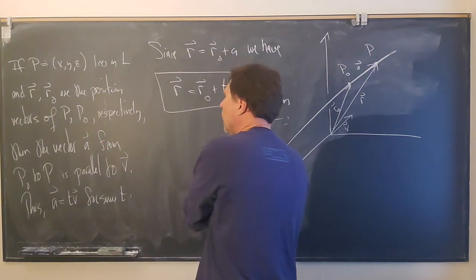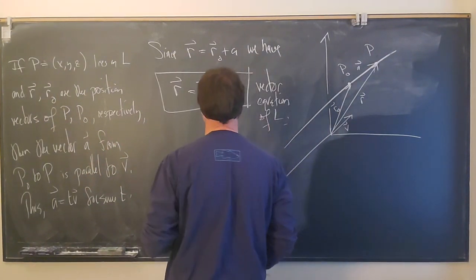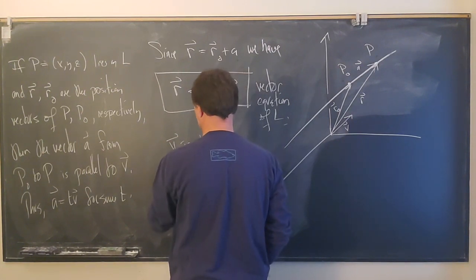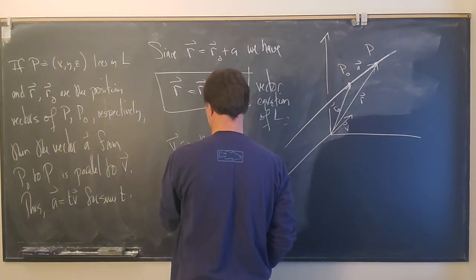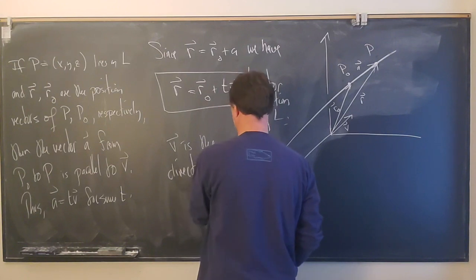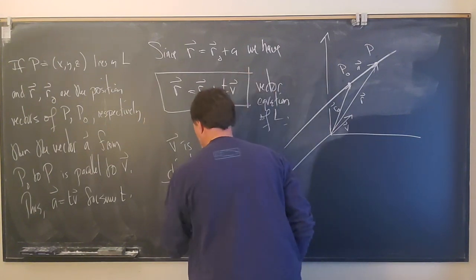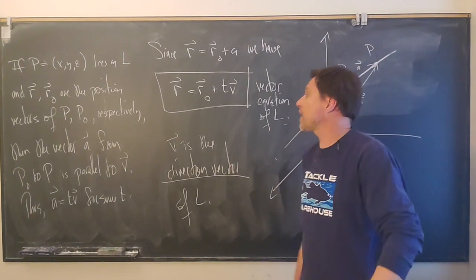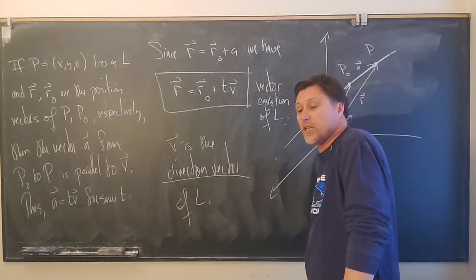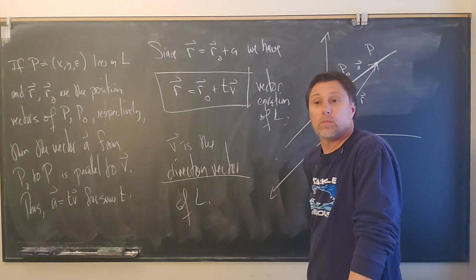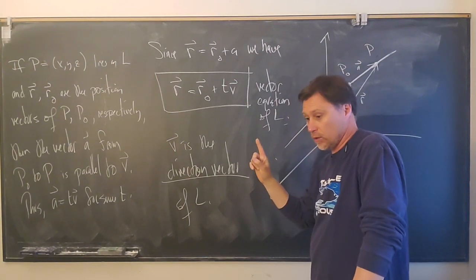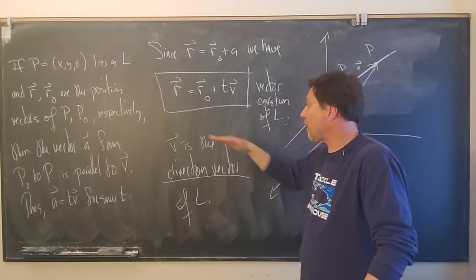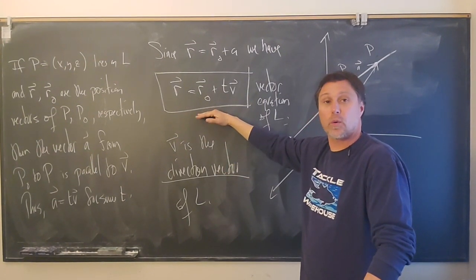And I don't think I've said this, or at least I haven't written it down. V is the direction vector of capital L. So now in R3, if you want to talk about a line, you need to know a direction vector and a single point on the line, and that completely determines it. When you have that, you can just write down the vector equation for the line.